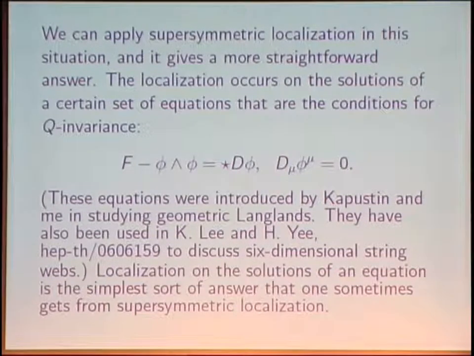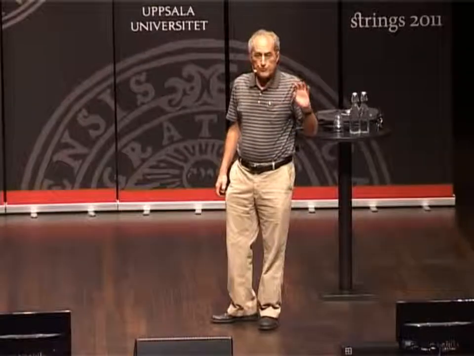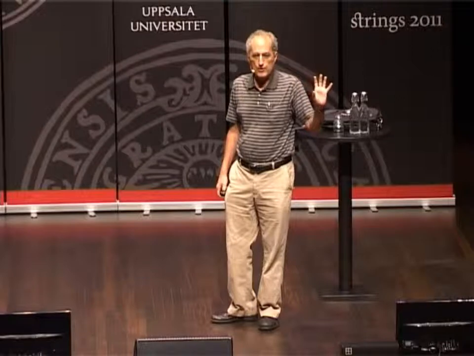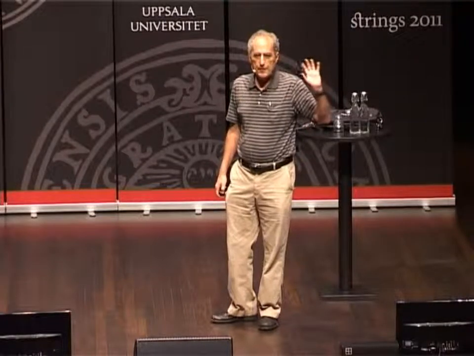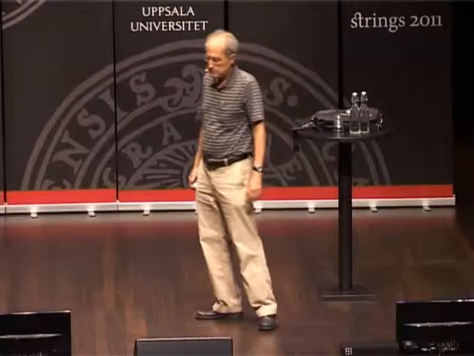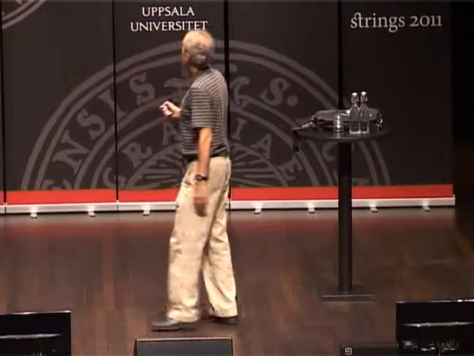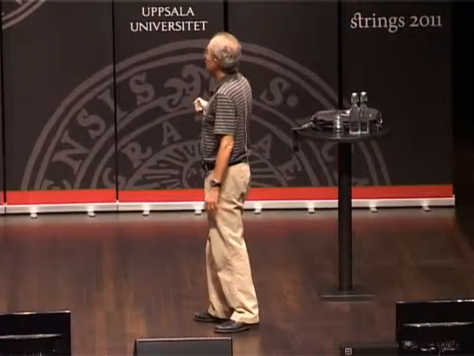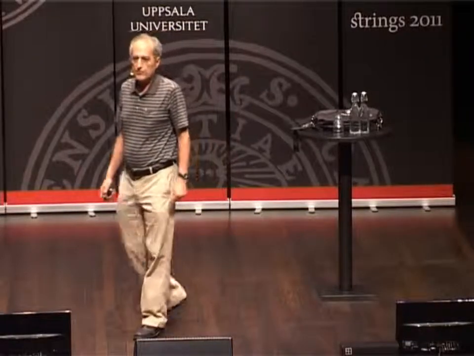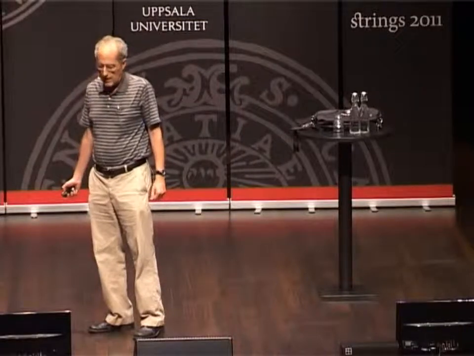So, I've written here something I just told you. When you apply supersymmetric localization, the conceptually easiest type of answer is to localize on the set of solutions of some equations. And that's what we get for the D3-D5 system. Although for the D3-NS5 system, we got something more complicated, which was localization on a path integral of lower dimension. So localization here means that we literally just have to count the solutions of these equations, and then we can write down the path integral, the partition function, in terms of that count.